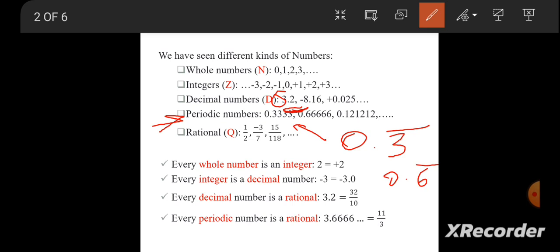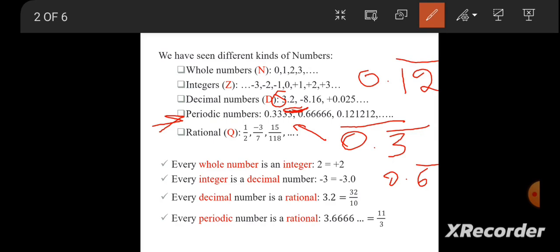0.121212, here I can express it as 0.12 bar. This sign means that the numbers below it are repeated over and over. And our lesson is about rational numbers. A rational number can be written as a fraction. Example, 1/2, minus 3/7. It can be positive or negative, and we will talk about it later.